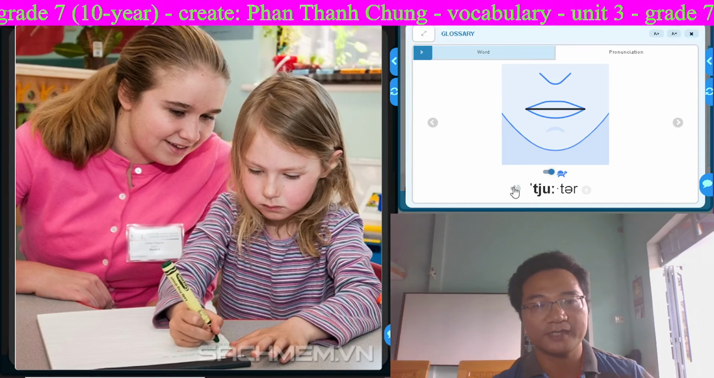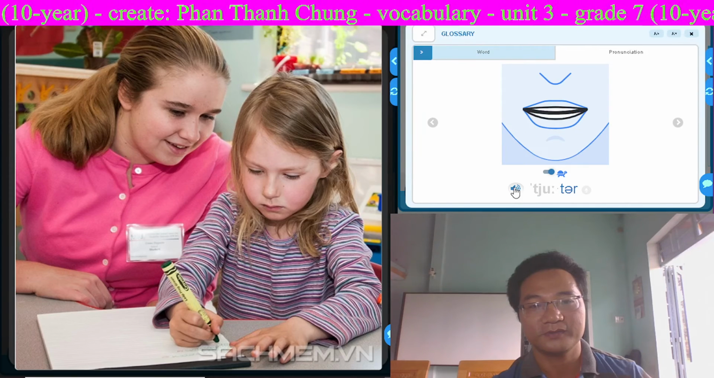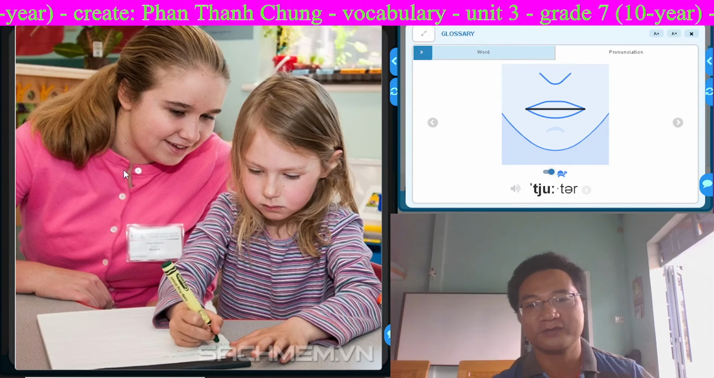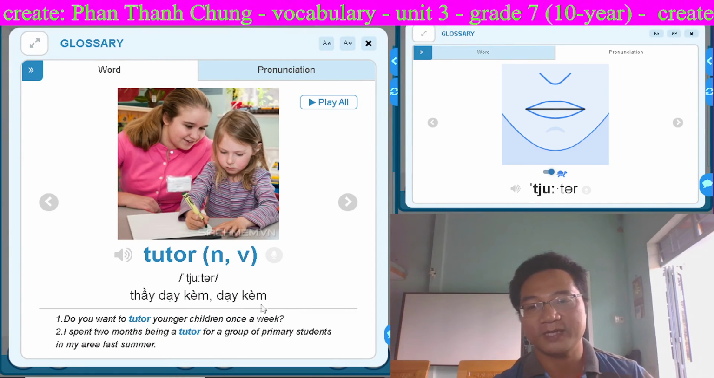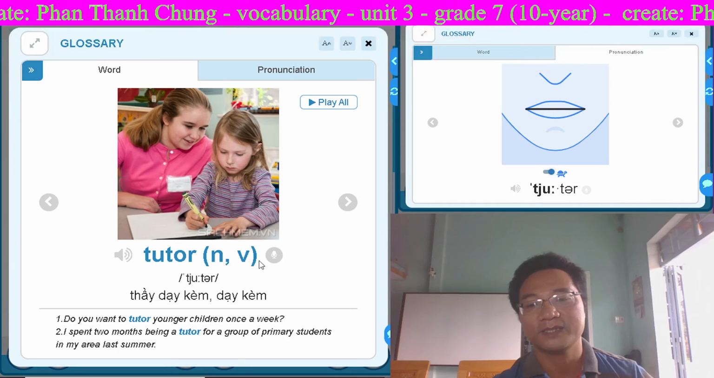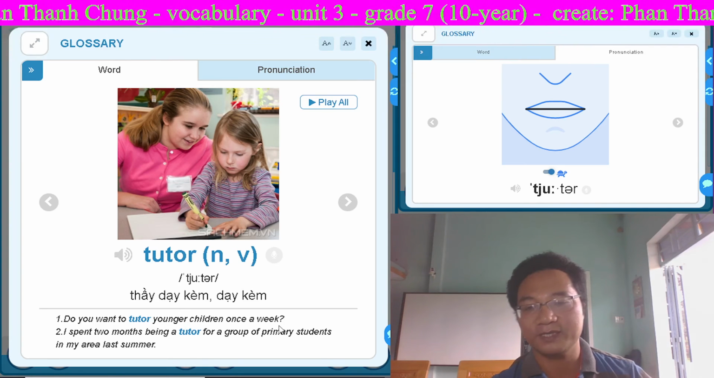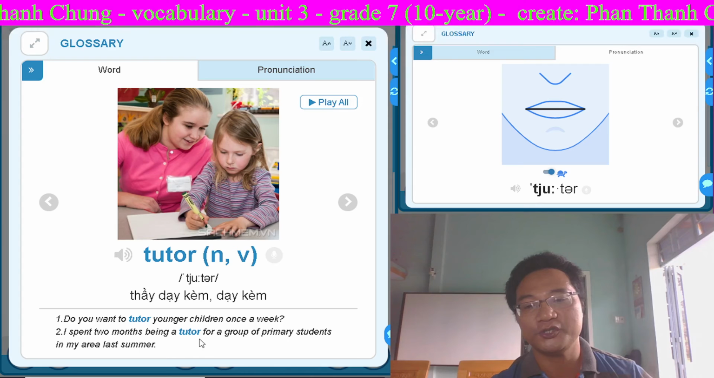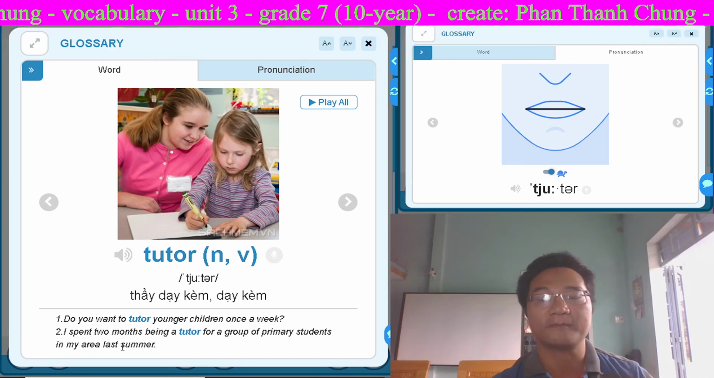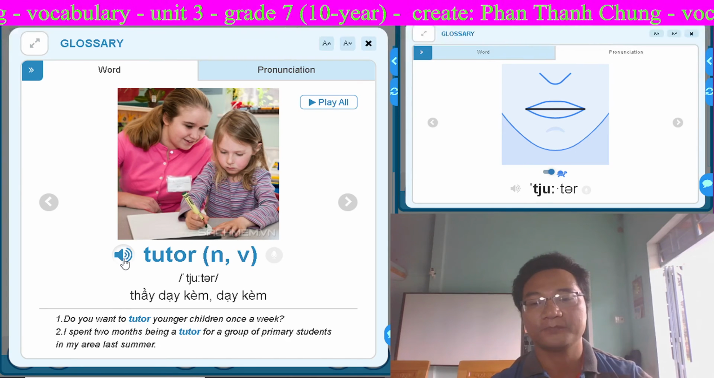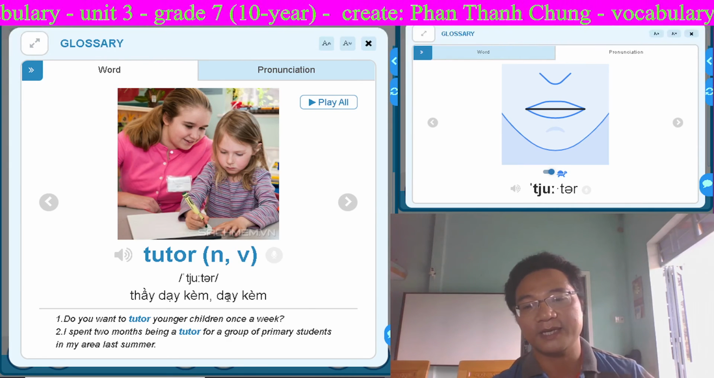Look at the picture and listen. Tutor. Look at the picture and you get the meaning. Tutor, thầy dạy kèm hay là dạy kèm. It is a noun or a verb. For example, do you want to tutor the younger children once a week? Or I spent 2 months being a tutor for a group of primary students in my areas last summer. Tutor is a noun and a verb meaning thầy dạy kèm or dạy kèm.